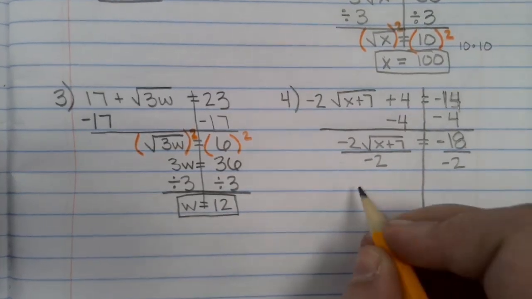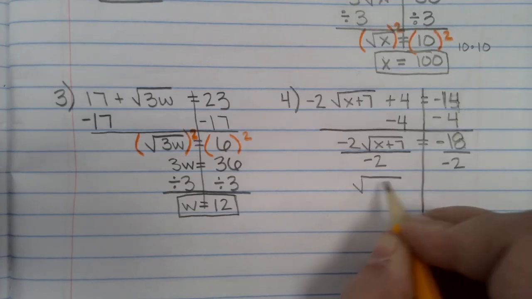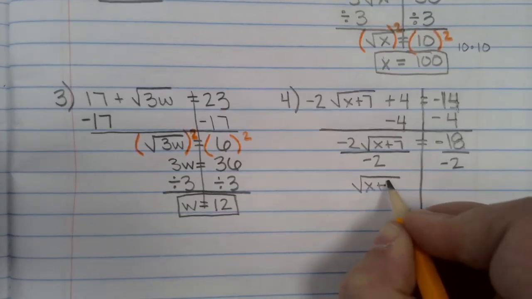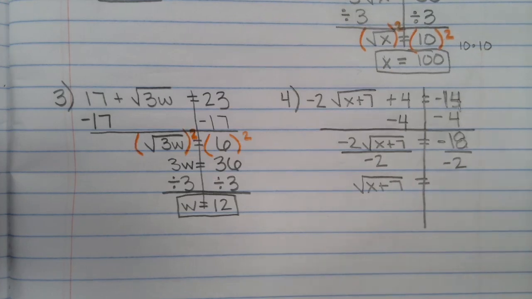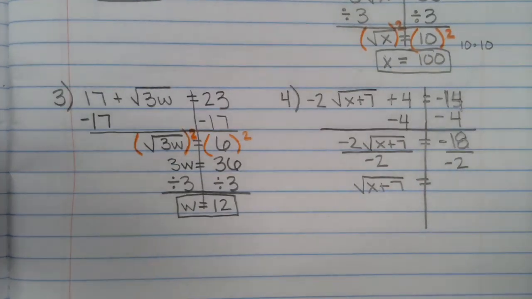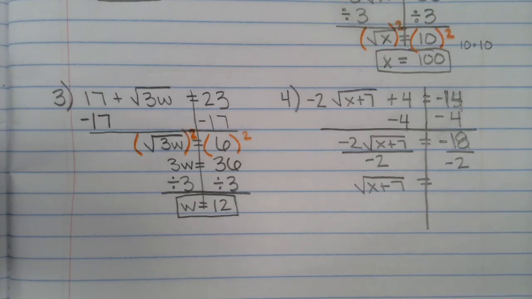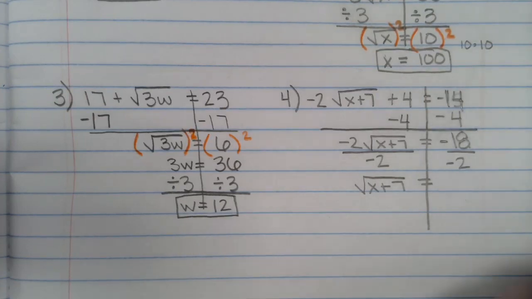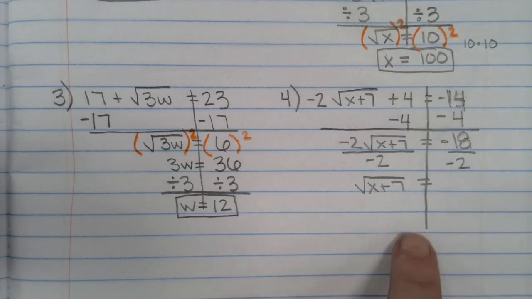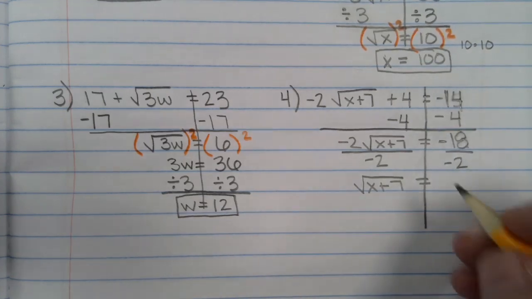So the square root of x plus 7 equals negative 18 divided by negative 2. What is negative 18 divided by negative 2? 9. Positive 9, good.